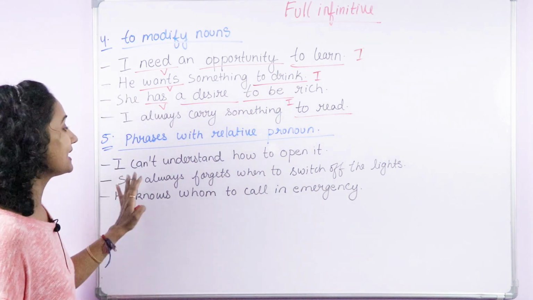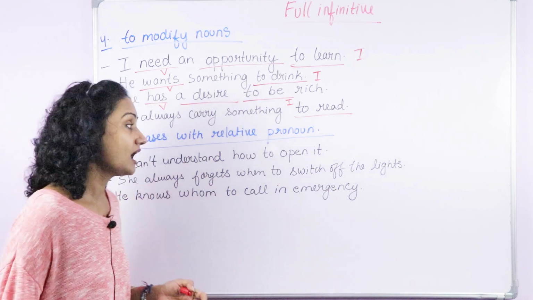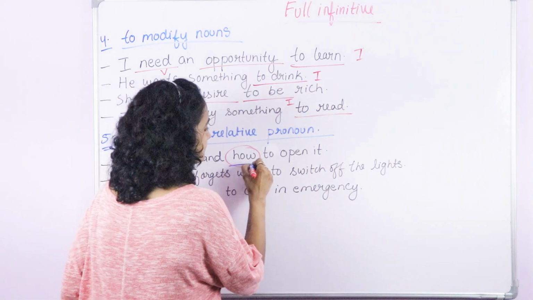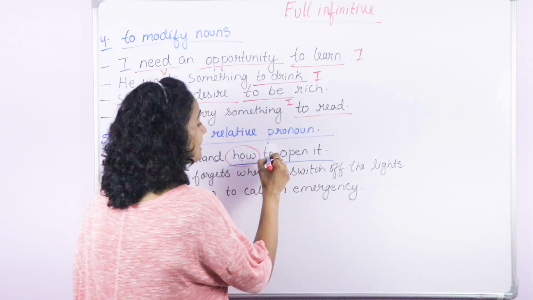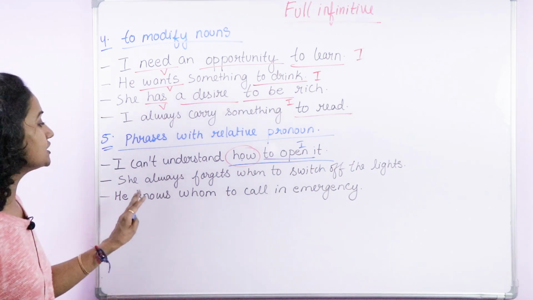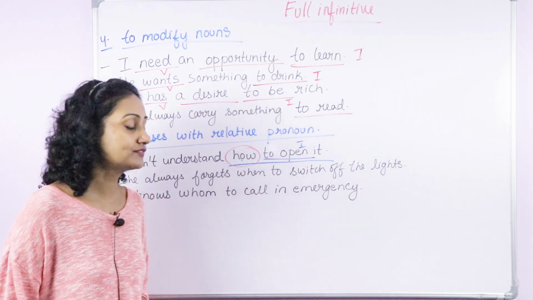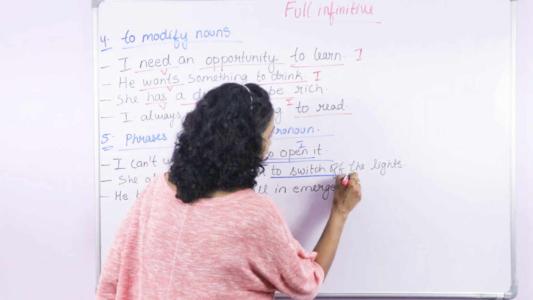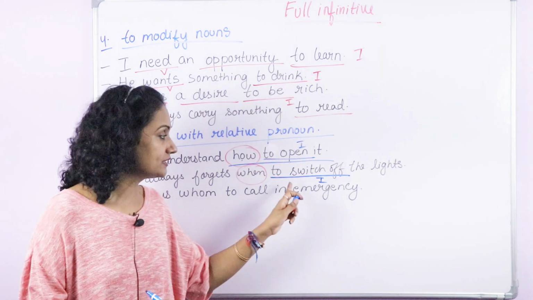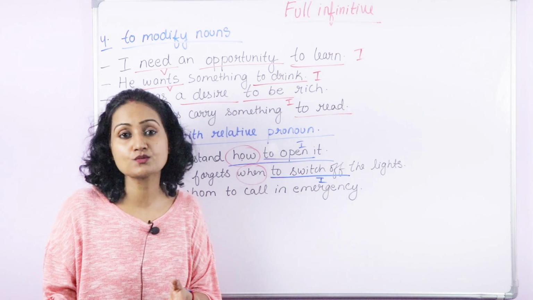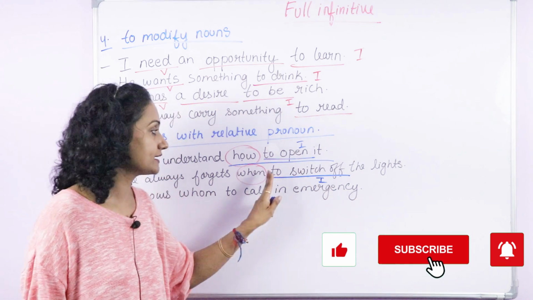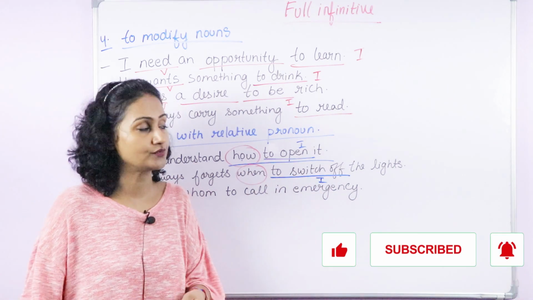For example, I can't understand how to open it. How to open it. So this phrase starts with a relative pronoun, and to open is an infinitive, full infinitive. She always forgets when to switch off the lights. So to switch off the lights is an infinitive, and when is a relative pronoun. So here you can see that full infinitive can be made with a normal verb or a phrasal verb also. Switch off is a phrasal verb, and I have used an infinitive, to switch off, over here.